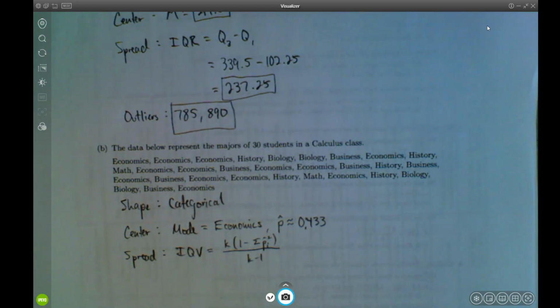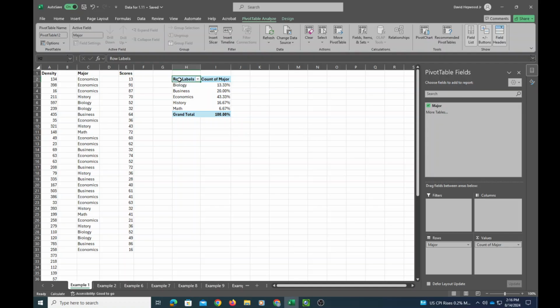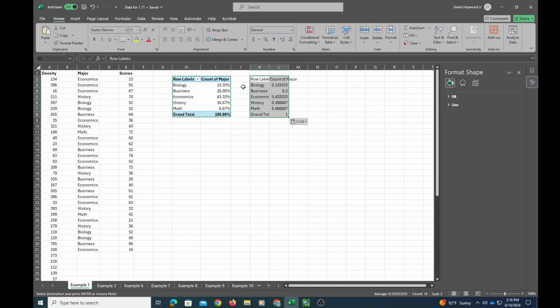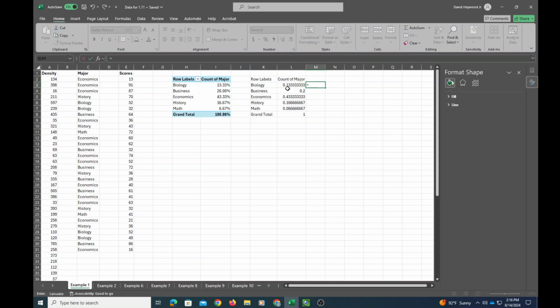Okay, let's go back and calculate the IQV. This is kind of a hassle to do in Excel because it doesn't have a built-in function, but it's better than doing it by hand. So I'm just going to copy and paste my pivot table, and I'm going to paste them as values only. I don't want to paste the whole pivot table. I just want the numbers. Okay, and then I'm going to square each of these. So I'm going to say this equals our proportion squared. And I'll repeat that process for the other categories. Not for the total. Ooh, that's not what I want.